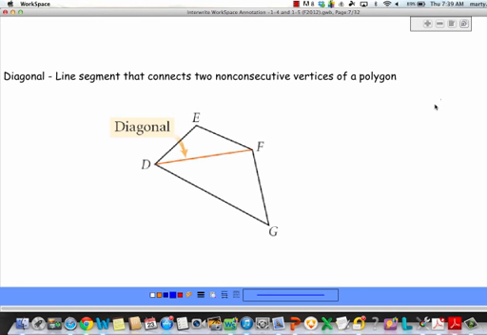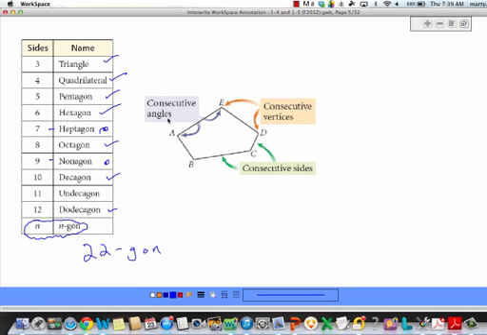A diagonal, we'll work a lot with diagonals throughout the entire course. A diagonal is a line segment that connects two non-consecutive vertices. Well, I guess we should probably go back and talk about consecutive and non-consecutive. Consecutive is right next to. Here's A and E, and they are consecutive angles or consecutive vertices, and they're right next to one another. Notice that's what we connect to form the polygon.